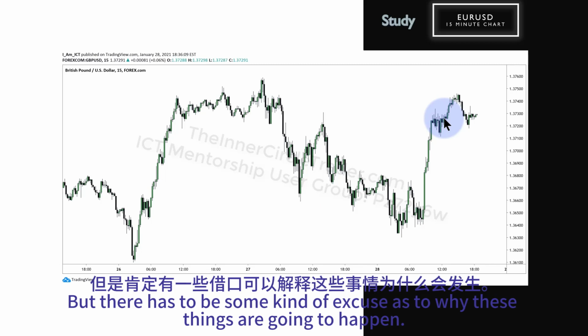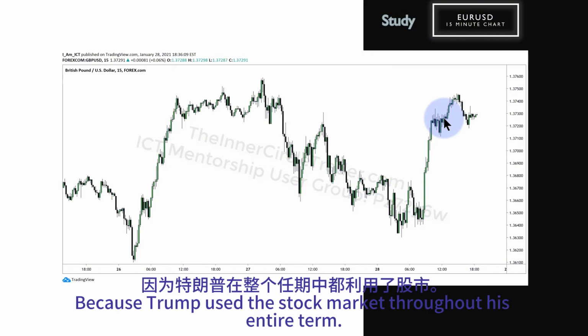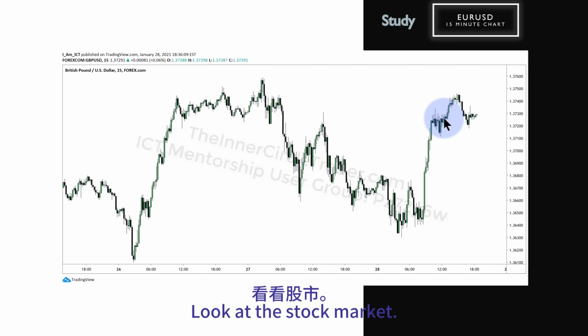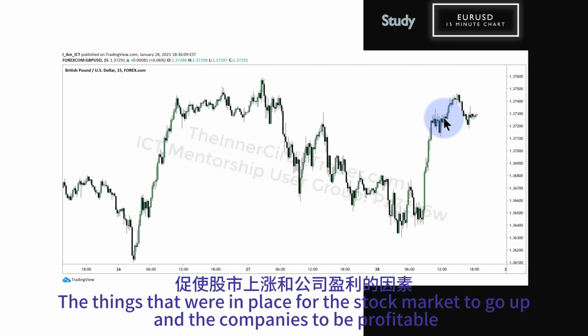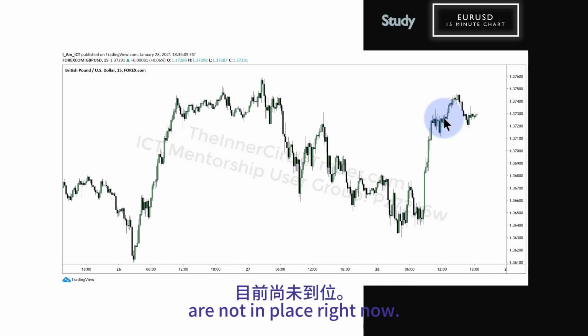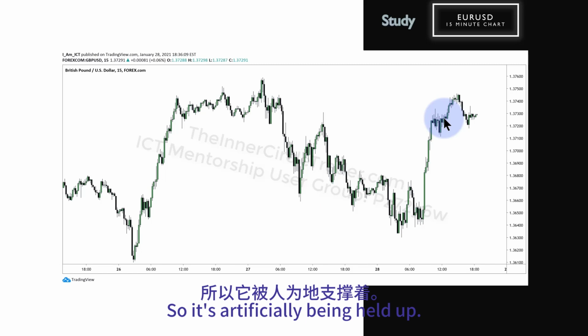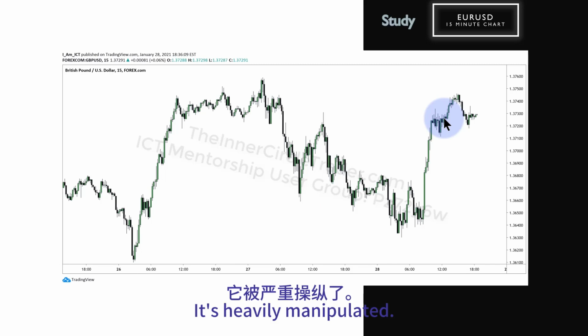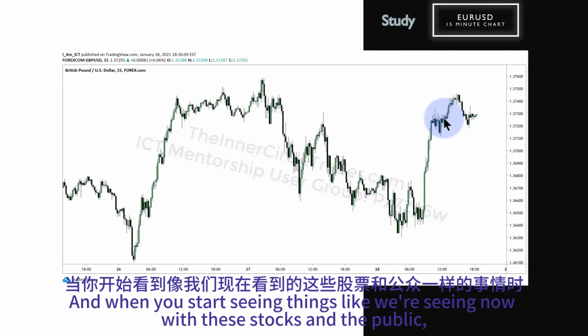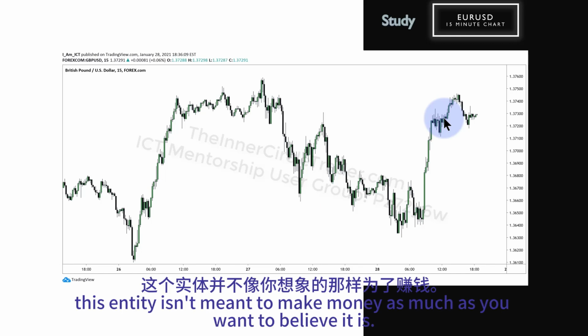But there has to be some kind of excuse as to why these things are going to happen, because Trump used the stock market throughout his entire term. Look at the stock market. The things that were in place for the stock market to go up and the companies to be profitable are not in place right now. So it's artificially being held up. It's heavily manipulated. And when you start seeing things like we're seeing now with these stocks and the public, John Q. Public, this entity isn't meant to make money as much as you want to believe it is.